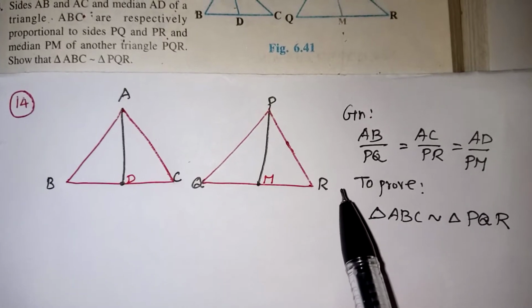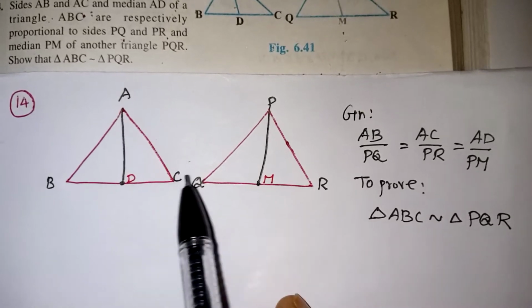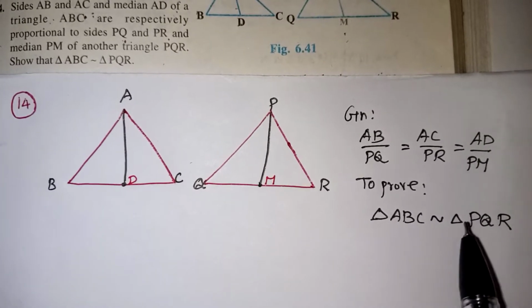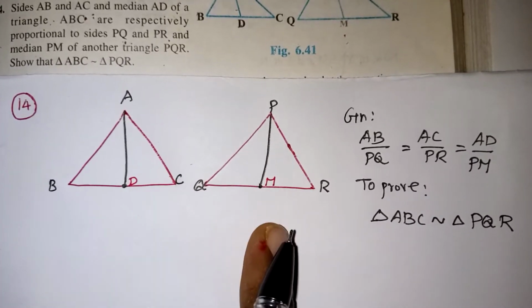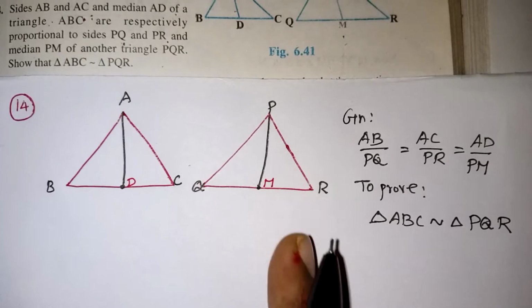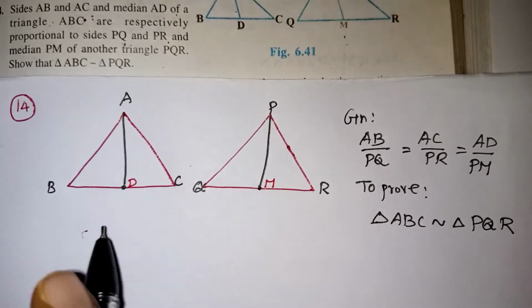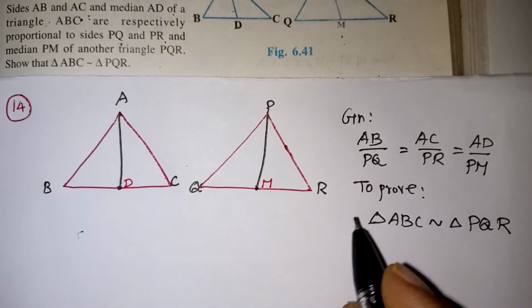Otherwise we need to show any one of the conditions, SAS, ASA, any one of the conditions, for these two triangles to prove these two triangles are similar. Now with the help of this diagram we cannot complete this because we don't have any idea about any of the angles. This is given as a median, this is not an altitude also, we cannot take 90 degrees. So we have to do some construction now.